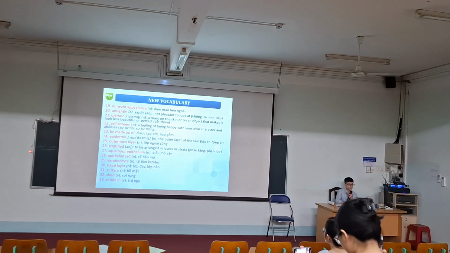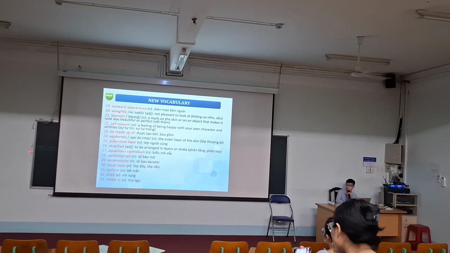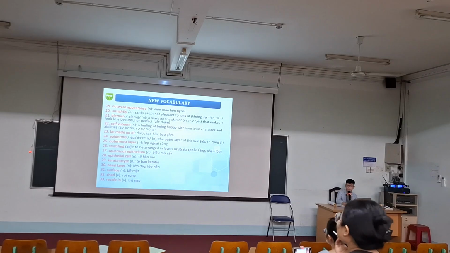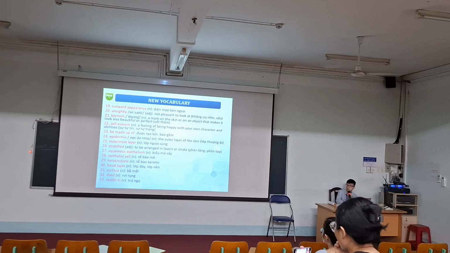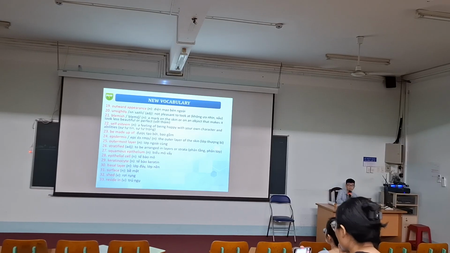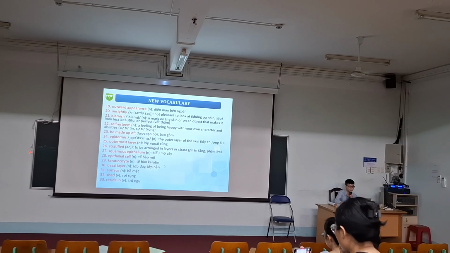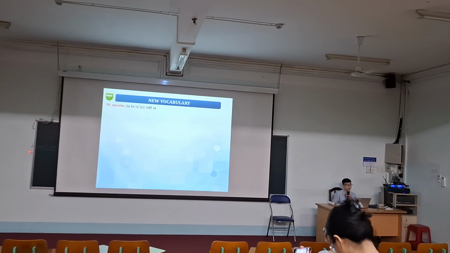Okay, now we say these words. Outward appearance, unsightly, blemish, self-esteem, being naked, epidermis, outermost layer, stratified, squamous, epithelial, epithelial cell, keratinocytes, basal layer, surface, shed, residing. Okay. Now, number 24, we have secrete.